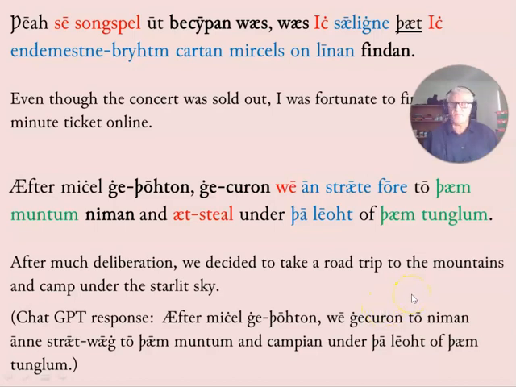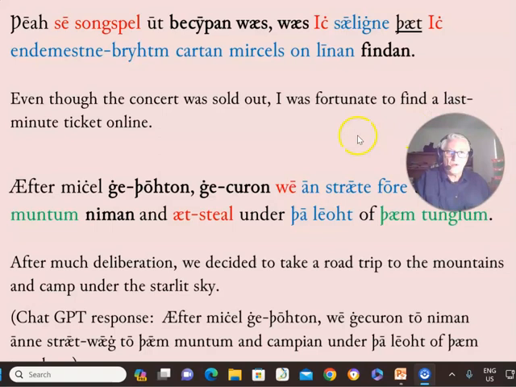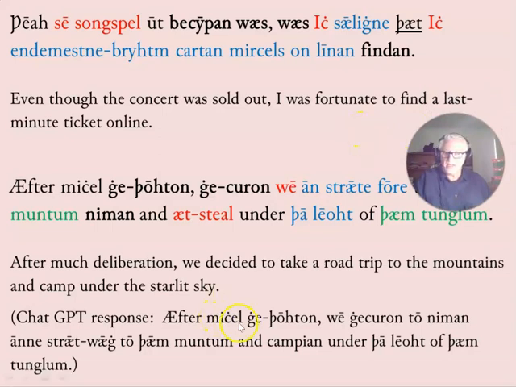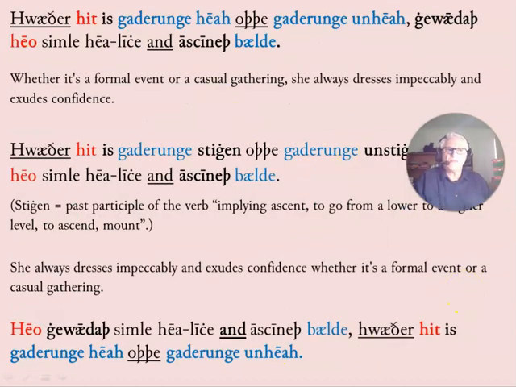Maybe it's not necessary. Maybe that's okay. I did ask ChatGPT to render it into early West Saxon dialect, and this is what it gave me back. So always check everything you do with ChatGPT or any of the AI. Always check the answers that you're given, always. All right, let's have a look at another one now.